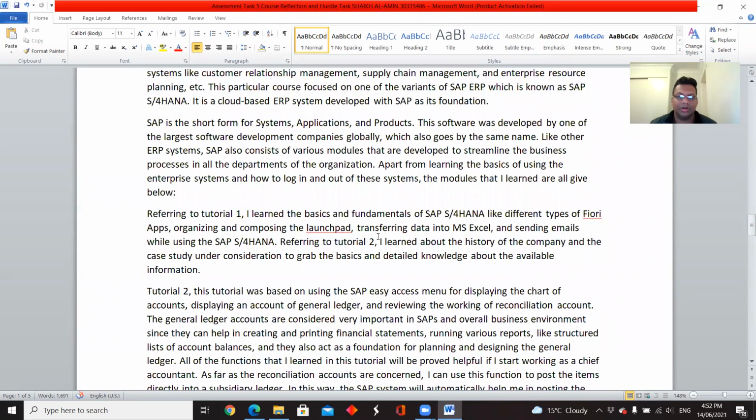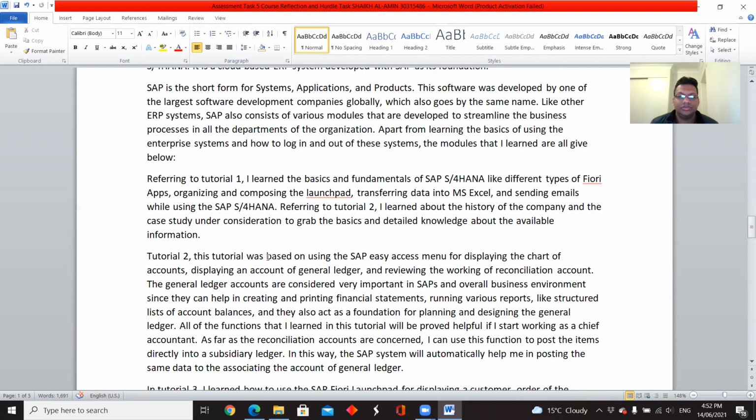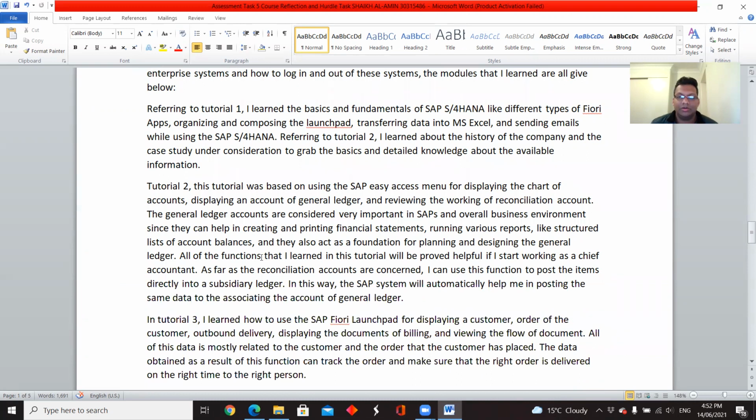Now I'm going to talk about the reflection for each week. In week one, tutorial one, I learned the basics and fundamentals of SAP, like the different types of Fiori apps, organizing and composing the launchpad, transferring data from MS Excel, and sending email while using SAP. In tutorial 2, we learned how to use the SAP Easy Access menu for displaying the chart of accounts, displaying the accounts of the general ledger, and reviewing the working reflection in the account.